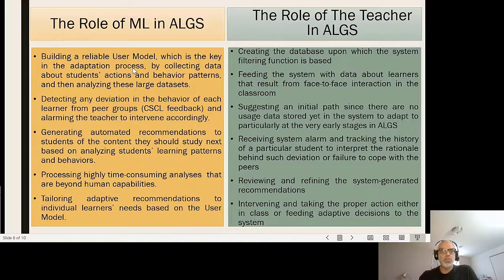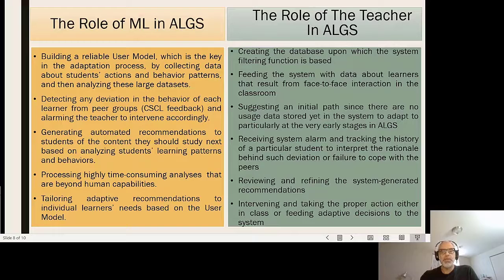On the other hand, the role of the machine learning is building a reliable user model. So this user model with its multiple attributes is the key in the adaptation process, collecting data about the student's action, behavior, all that we can measure about them, of course within all the constraints about what we can and cannot measure, what we cannot give consent towards recording, detecting any deviation of the behavior of the learner from the peer group.